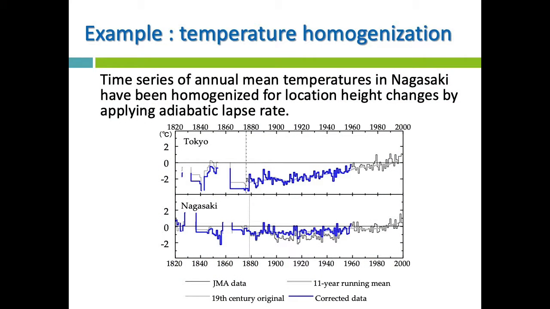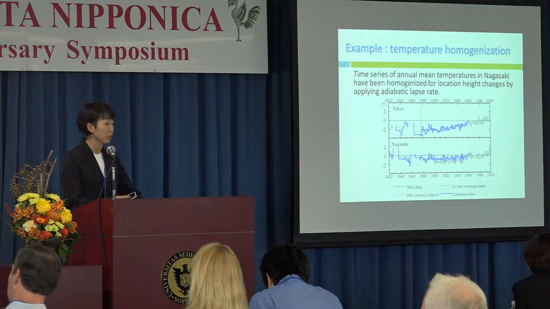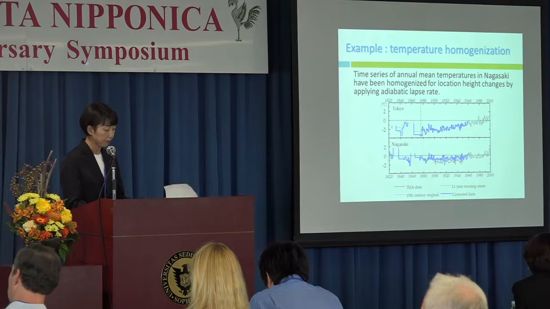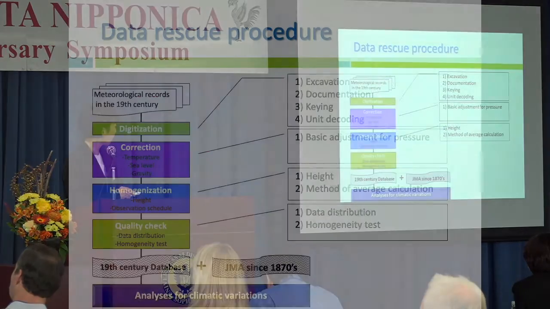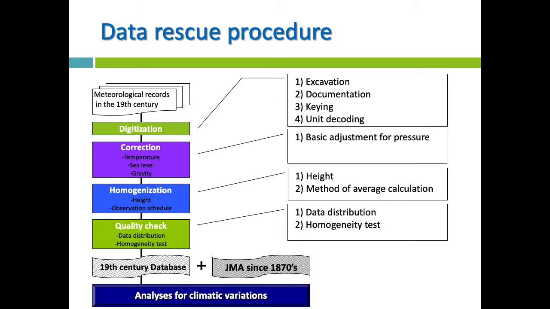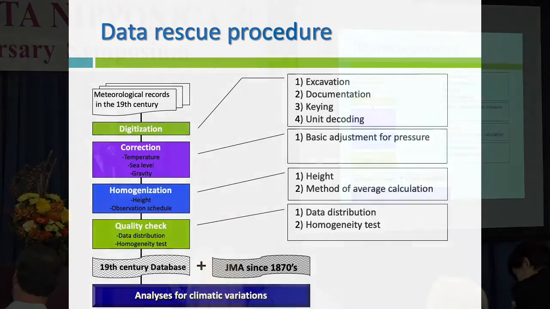And this figure shows the temperature time series in Tokyo and Nagasaki. Tokyo is in the upper graph, and Nagasaki is the lower graph. Black lines are original values, and blue lines are corrected and homogenized values. In some periods, there are differences in values between before and after the correction and homogenization process. Then finally, the meteorological data set in the 19th century in Japan is ready for scientific use.